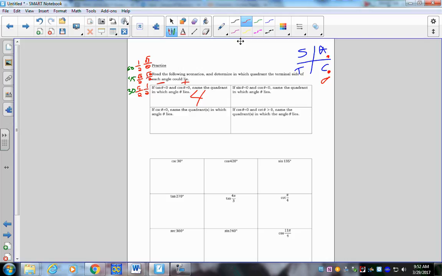All right, and then it says if sine is negative and cosine is negative. So I'm looking for both sine and cosine to be negative. The only place that will occur is down here in quadrant 3.